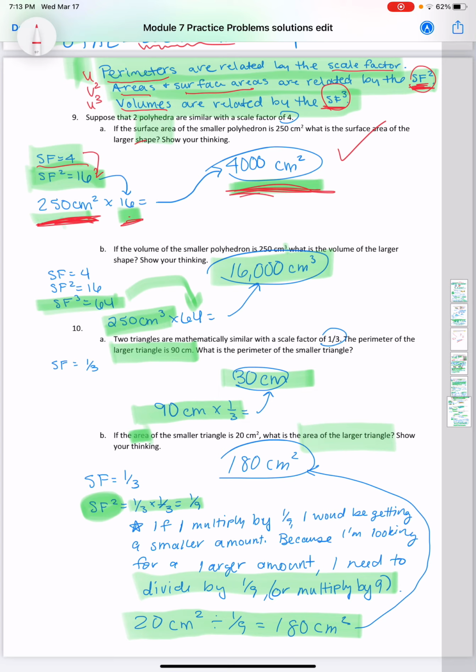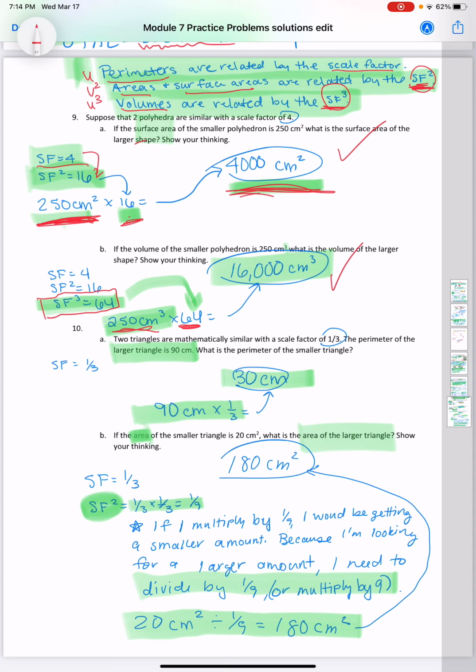For B, same thing, but we're talking about volume and cubic units, which means I need the scale factor cubed. 4 cubed is 64. So I can take the smaller volume times the scale factor cubed, which is 64. That gives me my new volume of 16,000 cubic centimeters.